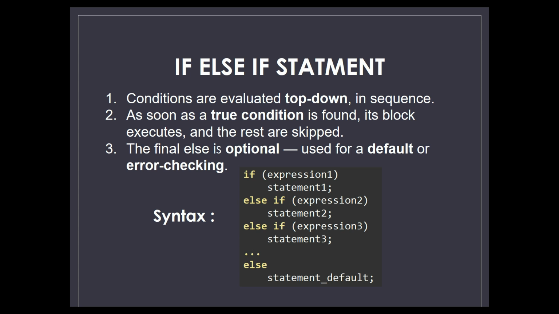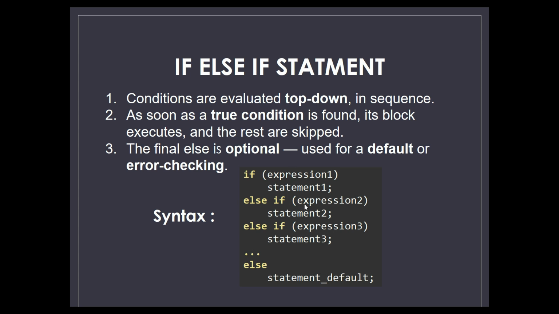Now the third type we have is the if else if statement. If we have multiple conditions, then how can we check them? Then we can use the if else if statement. The syntax would be like this. We write the first condition, if expression 1, then statement 1, else if expression 2, then statement 2, else if expression 3, then statement 3. Finally we have the else block. This will be executed when none of the if else if conditions are satisfied.